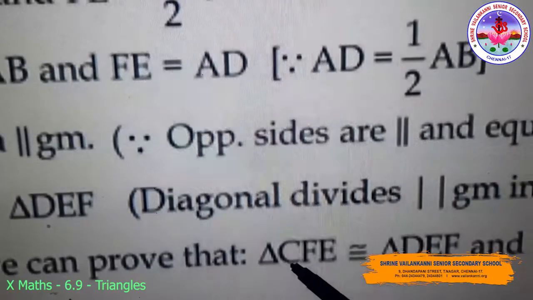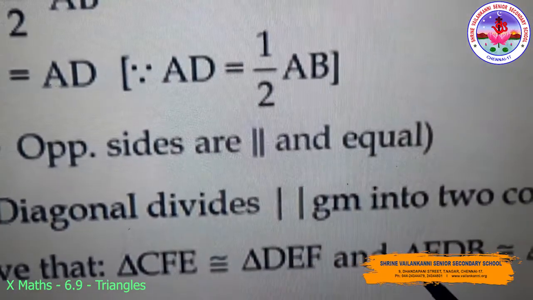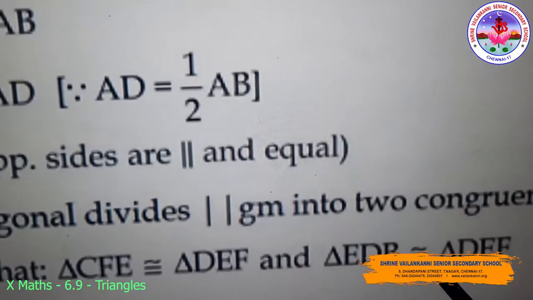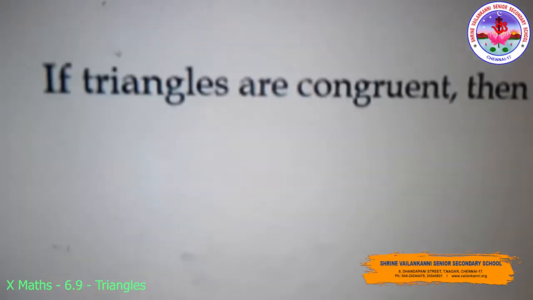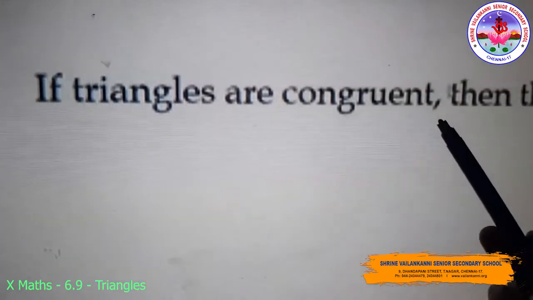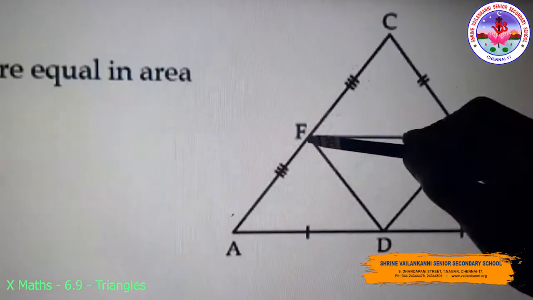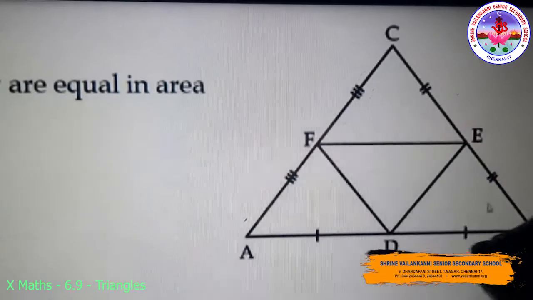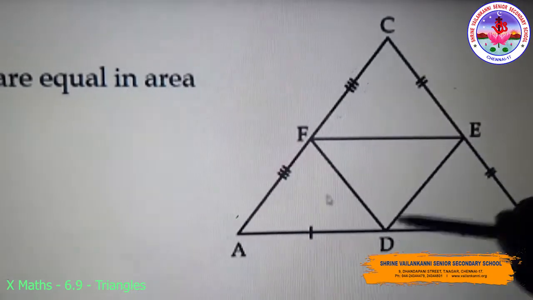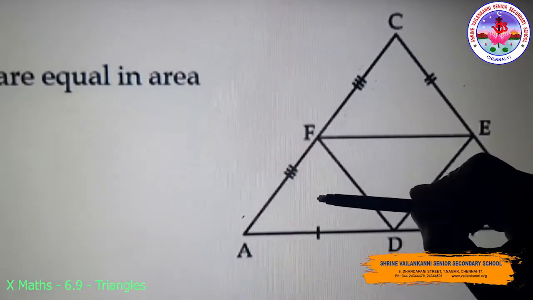Similarly, we get triangle CFE is congruent to triangle DEF and triangle EDB is congruent to triangle DEF. Since all these triangles are congruent, they are equal in their area. The concept here: we proved that triangle FAD is congruent to triangle DEF, so automatically these two triangle areas are equal.